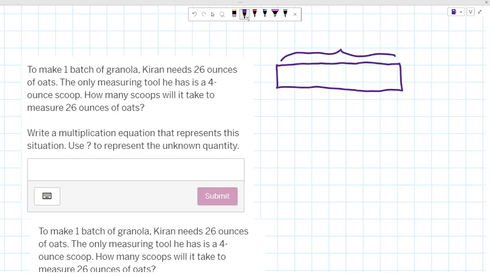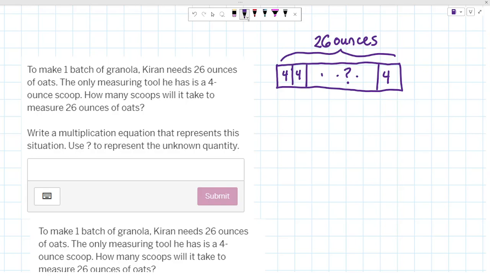He's going to need 26 ounces total. And his only measuring tool he has is a 4-ounce scoop. So he's going to take 4 ounces, 4 ounces, keep doing those scoops, another 4 ounces, and we're wondering how many scoops it's going to take. So we don't know how many more groups are in there.